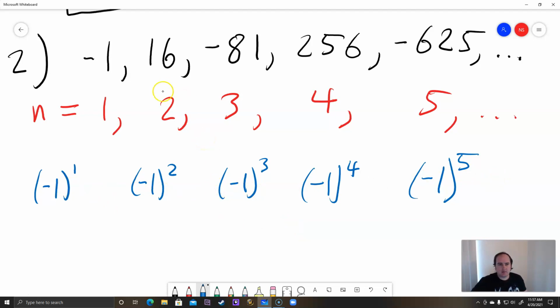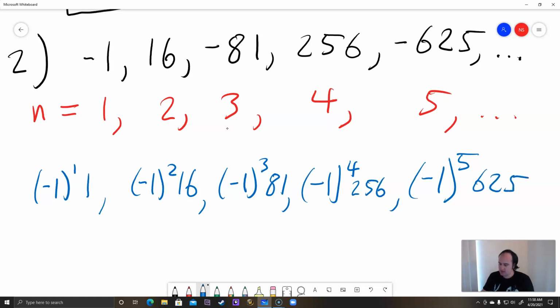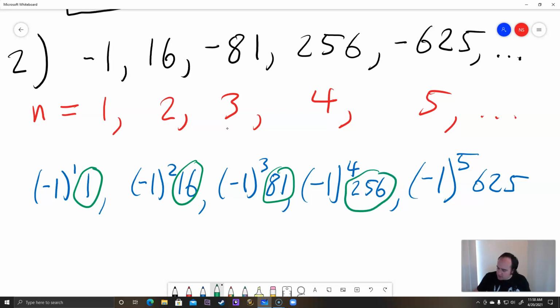Now the tricky part with this problem is how do we get from 1 to 1? Well, we're going to have 1 right here. For the second term, we have 16. For the third term, we have 81. For the fourth term, we have 256. And for the fifth term, we have 625. So now we're looking for a pattern with these other numbers. So 1, 16, 81, 256, and 625. So what is the pattern there?